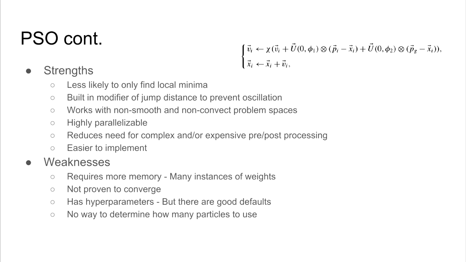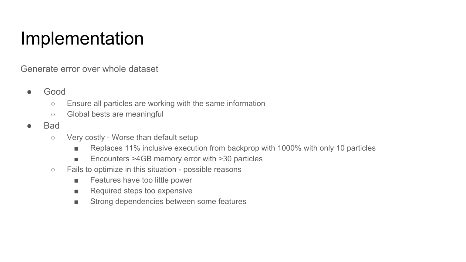And there's no way to determine how many particles to use. You can use 10 particles, 20, 2,000, 1,000. There's no real well-determined usage. So for my implementation, I just generated an error over the whole data set for every particle. This was good because all particles need to have the same information. If one particle finds global best, it should be relevant to the others. If they don't have the same data, they're not getting the same errors, and the global best doesn't make any sense. Bad, though, it's very costly.